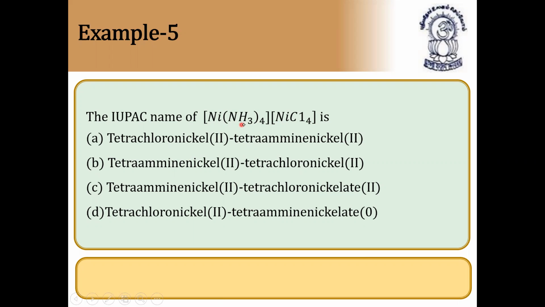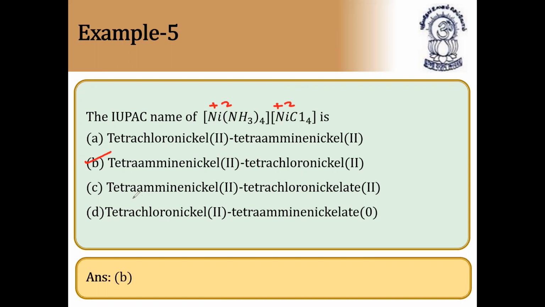This is again tetraamine, and this is tetraamine. So tetrachloro nickel(II), tetraamine nickel(II); tetraamine nickel(II), tetrachloro nickel(II); tetraamine nickel(II), tetrachloro nickelate(II); and finally tetrachloro nickel(II) and tetraamine nickelate(II). So we have to see the answer now. The answer is tetraamine nickel(II), because in this the oxidation state of nickel is +2, and here also it is +2. Total it is 4, so it is 2 and 2 distributed. So tetrachloro nickelate(II). The answer is option B.